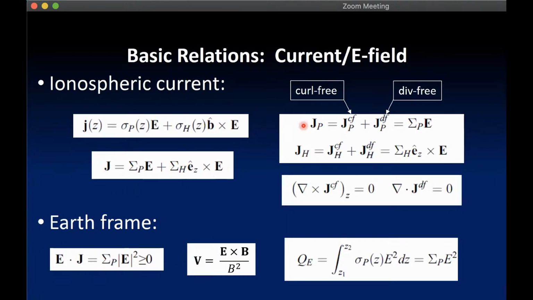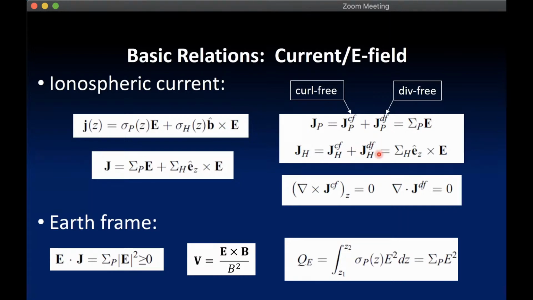Now, the thing to bear in mind is that the Pedersen current, which is sigma P times E, sigma P the scalar, has both a curl-free part and a divergence-free part. And you might be surprised that it has a divergence-free part. But where that comes from is if there are gradients in the Pedersen conductivity. Similarly, the Hall current has a curl-free part. It might surprise you a little bit.